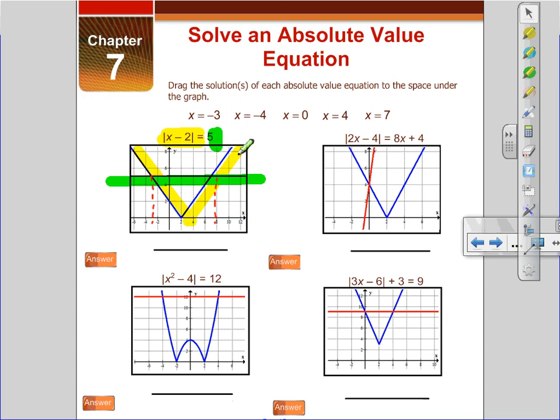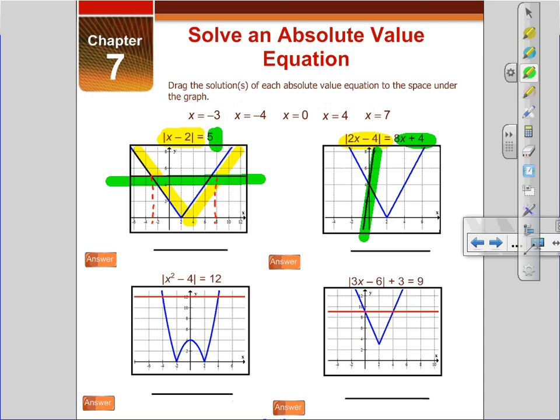Let's look at one that's more difficult to do in our heads. The absolute value of 2x minus 4 equals 8x plus 4. What values would make that true? Well, again, we could guess and test, or we could go with the graphing method, which is shown here. We have the blue line. It represents the absolute value of 2x minus 4. And then we have just 8x plus 4 right there.